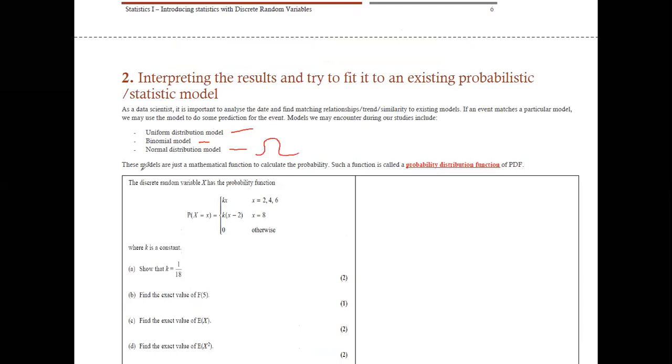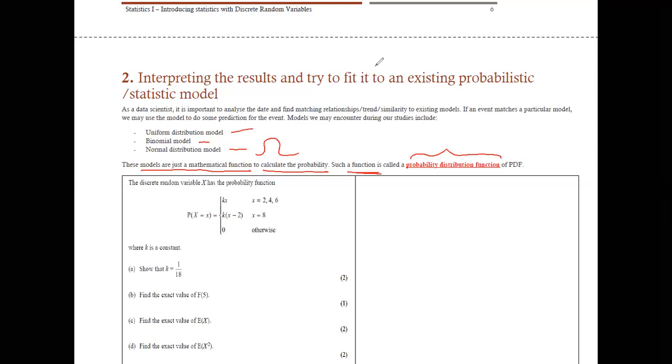So these models are just a mathematical function to calculate the probability. Just a mathematical equation. This equation, in our context, we will call it the PDF, or the probability distribution function. So instead of just looking at the raw data in the table, if somehow we manage to fit it into a mathematical model, we can use the function itself to calculate the probability.